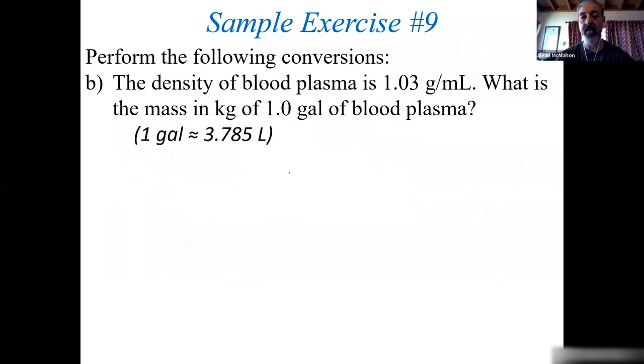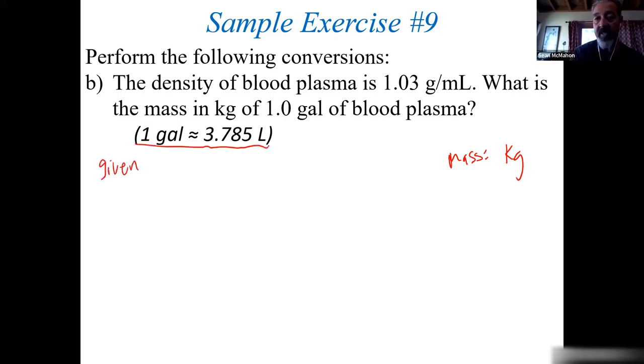What about this one? The density of blood plasma is 1.03 grams per mil. What is the mass in kilograms in a gallon of blood? Okay, so what do I want? Mass in kilograms. I don't end with the ratio, so I shouldn't start with 1. So what am I given? I'm given gallons per 3.785 liters. I'm given 1.03 grams per mil, but those are ratios.